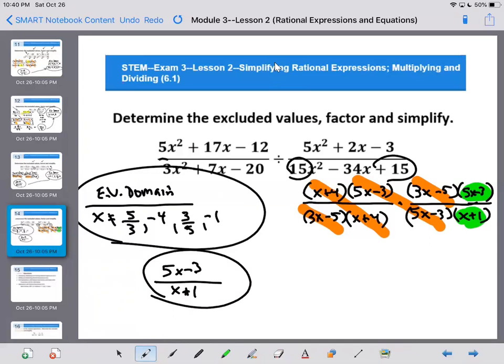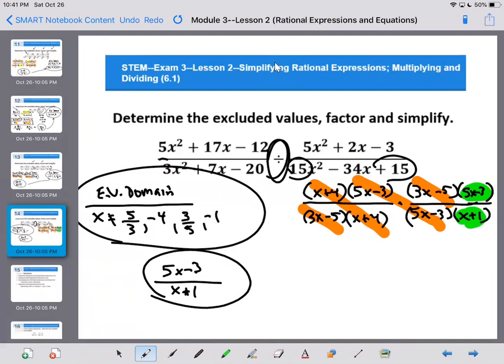So again, we look at your problem. If it's multiplying, we want to factor everything as much as we can, state our excluded values, then we can divide out what we see that are common factors. If we have a division problem like we have here in the last couple that we've worked, we can factor everything first, then we can multiply by the reciprocal.